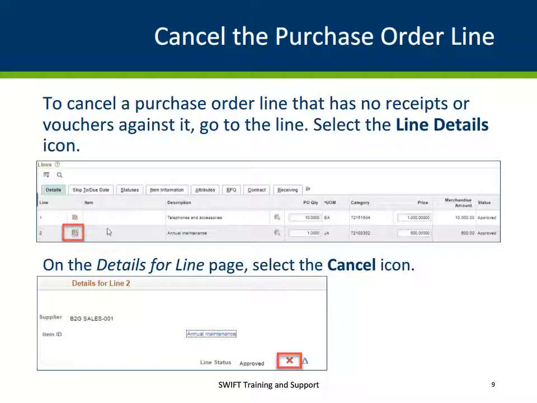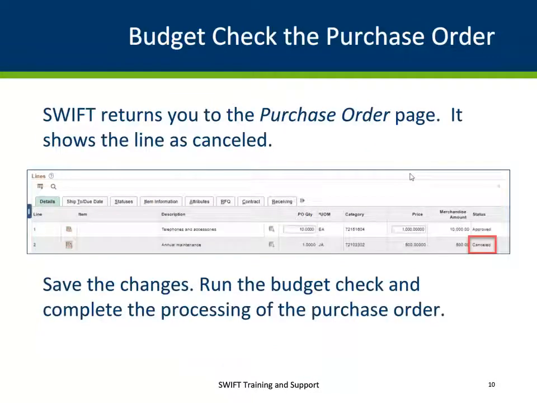Select the line details icon. Swift opens the details for line page. Select the cancel icon. Swift returns you to the purchase order page. It shows the line is canceled. Save the changes, run the budget check, and complete the processing of the purchase order.